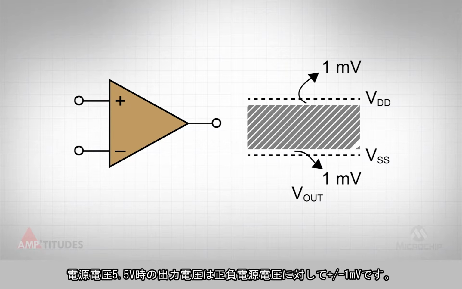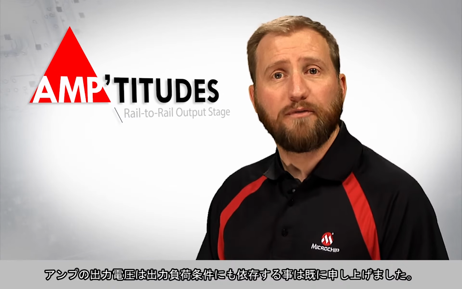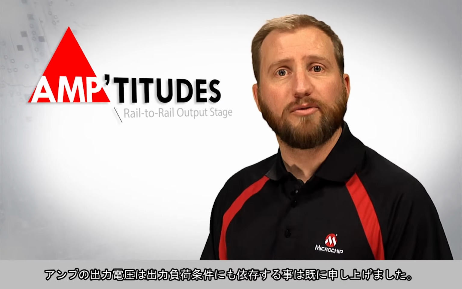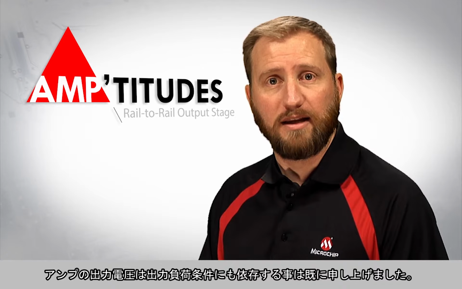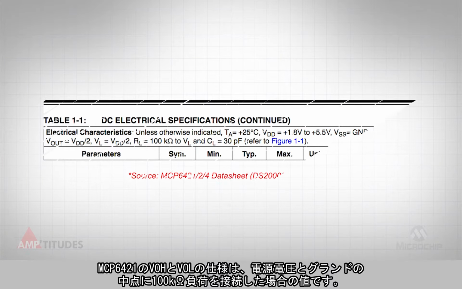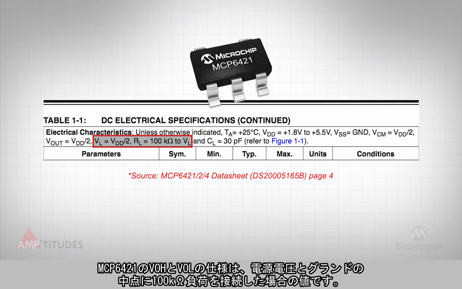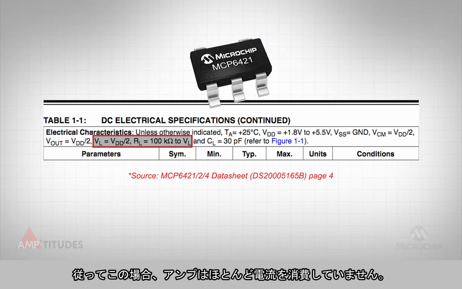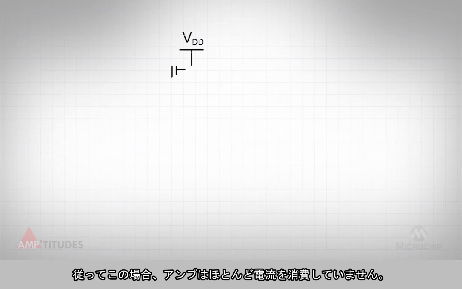I mentioned earlier that the output voltage swing of the amplifier is also dependent on the output loading condition, namely the amount of current that the op-amp must source. The specification for VOH and VOL, shown for the MCP6421, are specified with a 100 kiloohm load resistor to mid-supply. Hence, the amplifier is supplying very little current in this case.